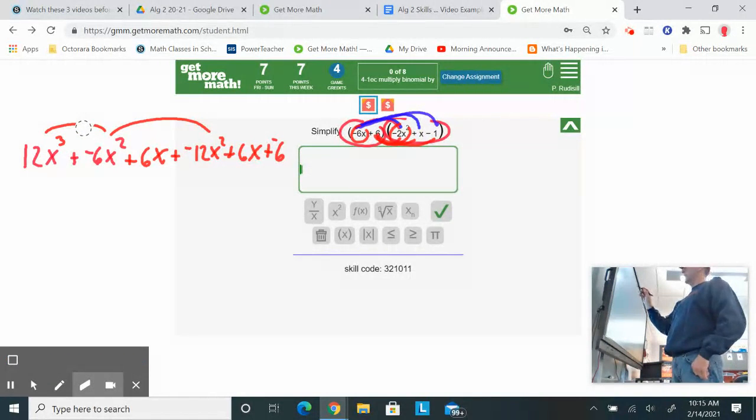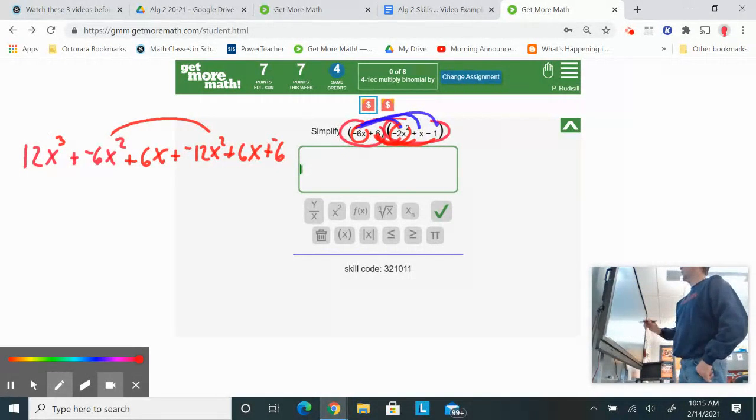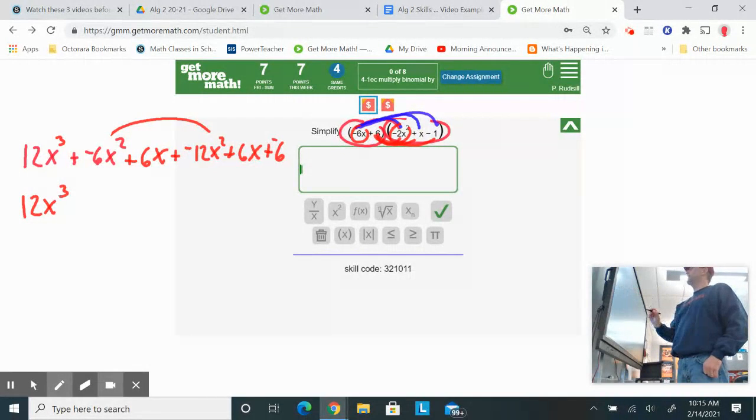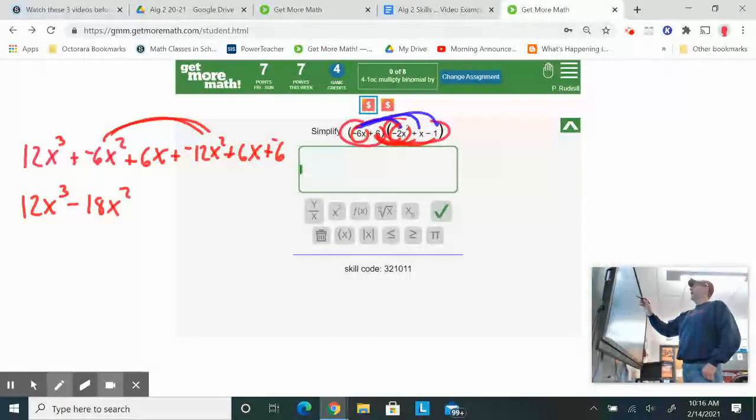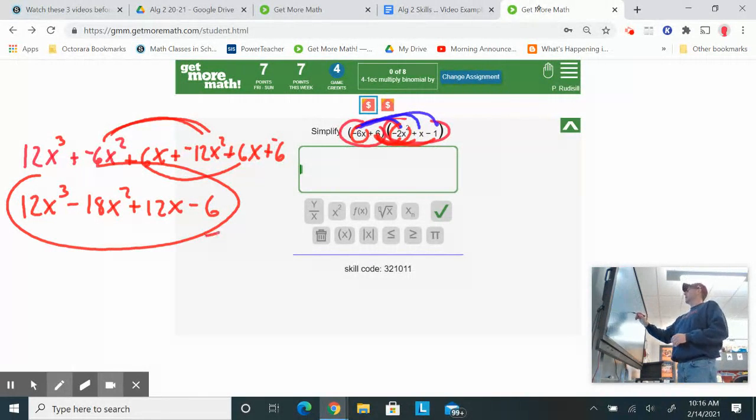So therefore, I have only one x cubed term. I have 2 x squared terms, so I add the negative 6 and negative 12. I get negative 18x squared. I can just make that minus 18x squared. I have 2 x terms, so I end up with positive 12x. And I have plus negative 6, which is the same as minus 6. So I'm going to see if this works.